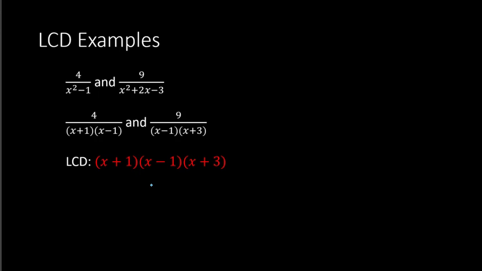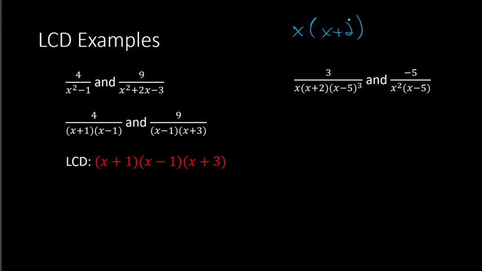And for these examples, we're not trying to add or subtract yet. We're just trying to find that least common denominator. Let's try another example. Here we have these two fractions. And this one is nicer because it's already factored for us. All right, so here we see we have x's. We see we have x plus 2's. We see we also have x minus 5's. So the question is, how many of each do we take?